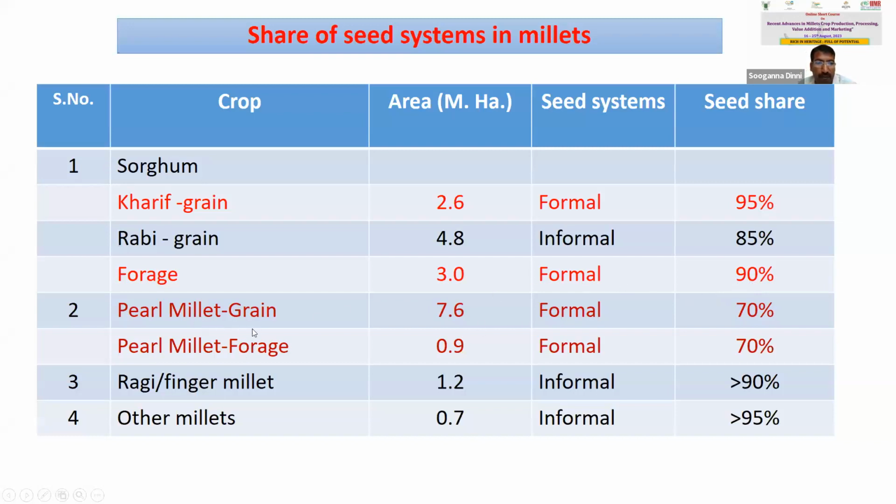In pearl millet also we have both, like sorghum, grain and 4As. Here also the area is around 9 million hectare. For pearl millet the formal share is a maximum of 70% because it is dominated by the hybrids. Coming to the small millets, ragi and other millets, the area under ragi is 1.2 million hectare, and other millets 0.7 million hectare. Here it is informal. More than 90% of the seed system in ragi is informal. In the case of other small millets, more than 95% is informal. So this is the present scenario of the seed system in millets.